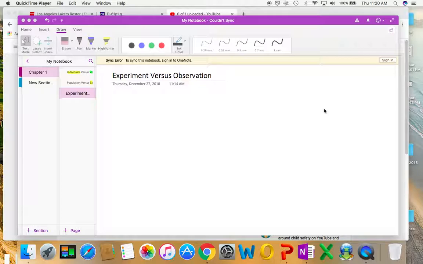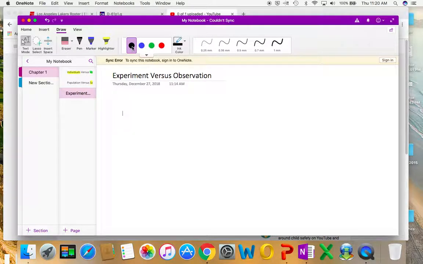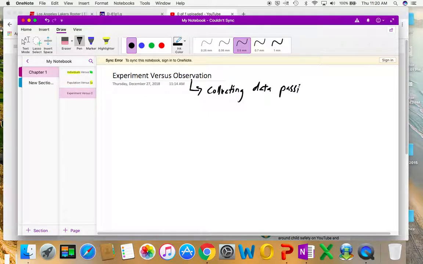Whenever we collect data passively, by surveys or by asking questions or by not manipulating your individuals, that's called an observation. Okay, so an observation, again, I always think of as we are collecting data passively. And how do we do that again? Well, it's through sample surveys.